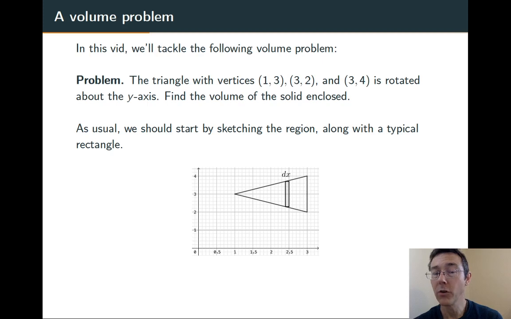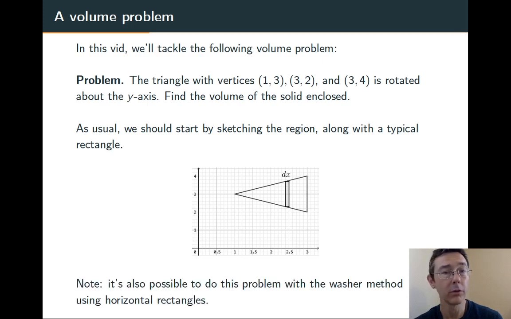I've chosen to draw a vertical rectangle. It is possible to do this problem by drawing horizontal rectangles and using the washer method. That involves writing 2 integrals, not just one, and that's why I'm choosing not to do it that way.